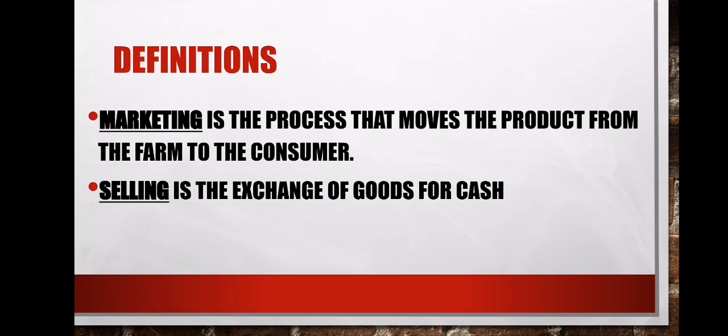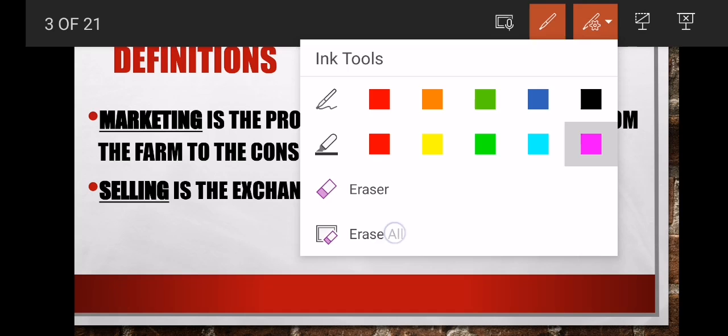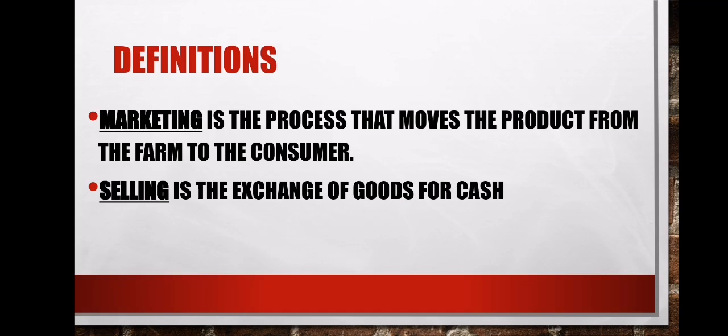We also have the next term, selling. Selling is very easy. We are saying in selling, this is the exchange of goods for cash. It's an exchange whereby the seller is giving the buyer certain goods, and the buyer will give the seller cash. So it's simple with this one. There's nothing to confuse yourself with.